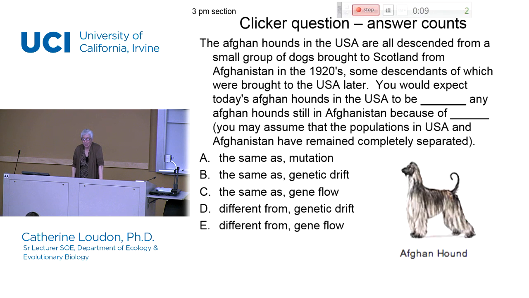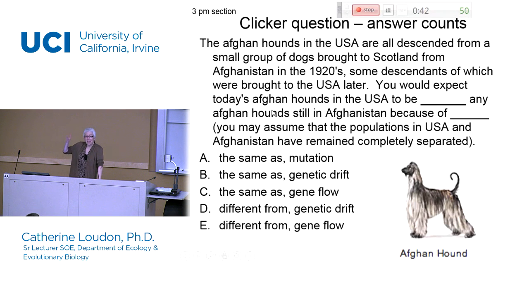We'll see. Consider a group of dogs, and in fact, the Afghan hounds specifically. There's a picture of one. They're all descended from a very small group of dogs that were taken from Afghanistan to Scotland in the 1920s. So a little tiny group of dogs. And then later on, some of those descendants were brought to the US. You should finish filling in this sentence with these blanks: the first part before the comma goes in the first blank, and the second part here.